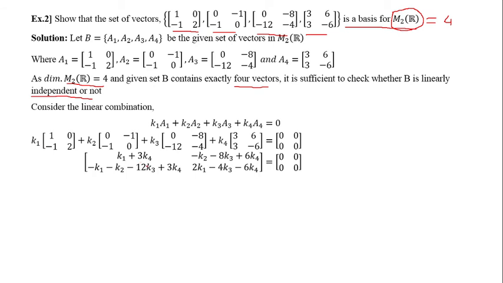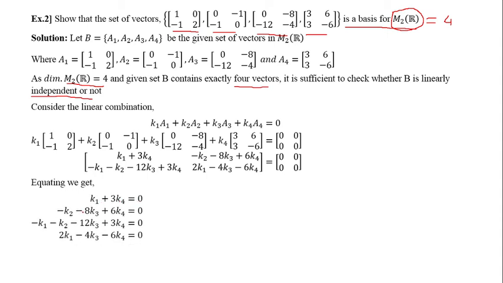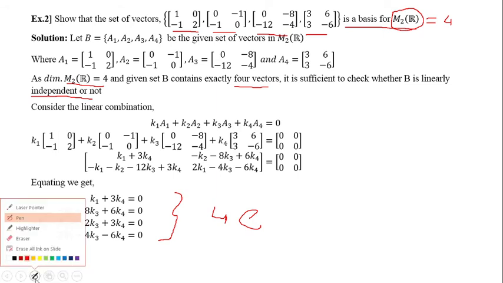Now simplify the LHS, and two matrices are equal if their components are equal. So equating, we will get k1 + 3k4 = 0, -k2 - 8k3 + 6k4 = 0, -k1 - k2 - 12k3 + 3k4 = 0, 2k1 - 4k3 - 6k4 = 0. Again we got a homogeneous system of 4 equations in 4 unknowns.